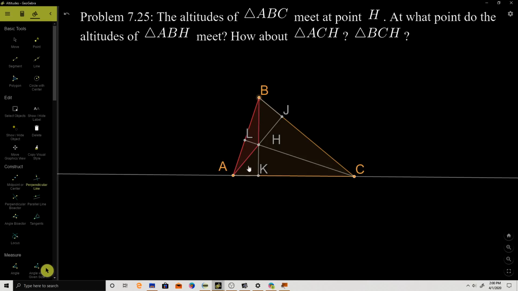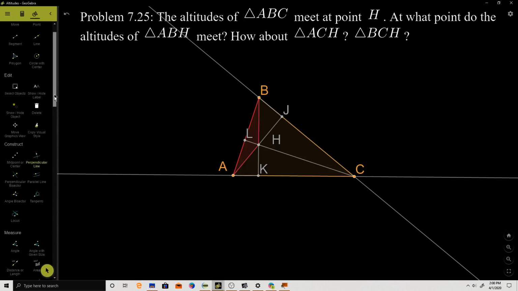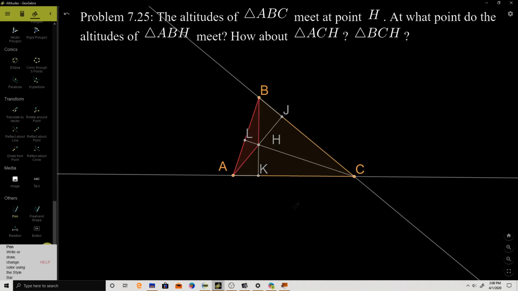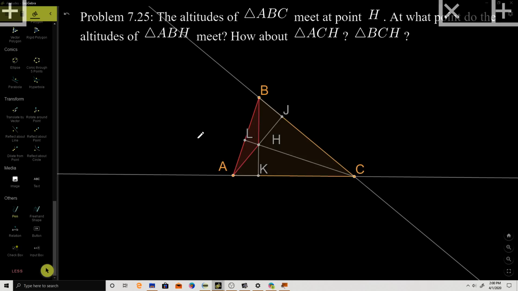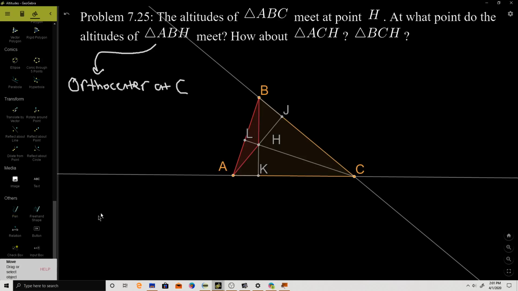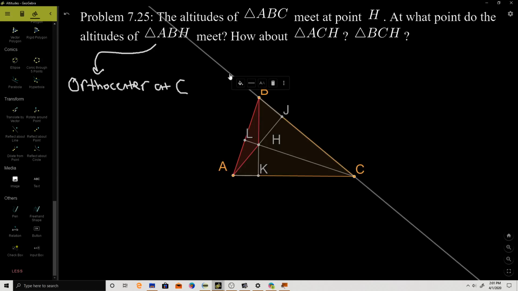Now we have to draw the altitude from B to AH. So, what we have just noticed is that all of the altitudes of ABH are meeting at the third vertex of our triangle, C. So, we know that ABH has orthocenter at C. Alright, that's a little weird, but whatever. Let's try the other two triangles we need to work with.